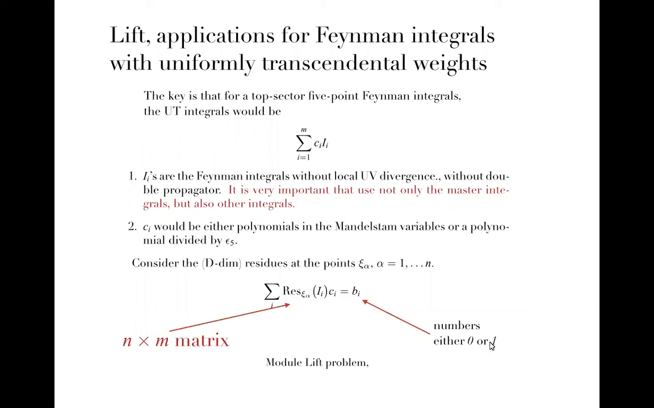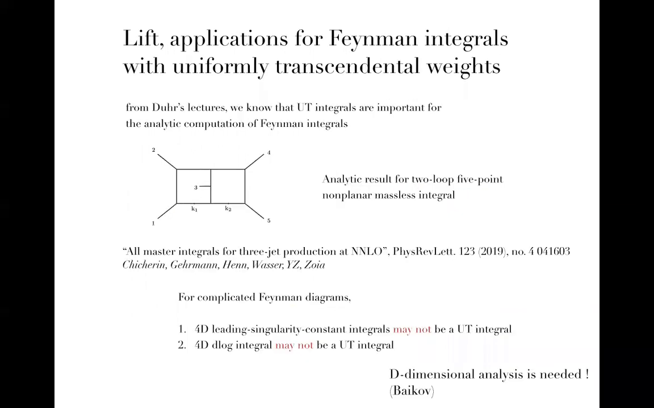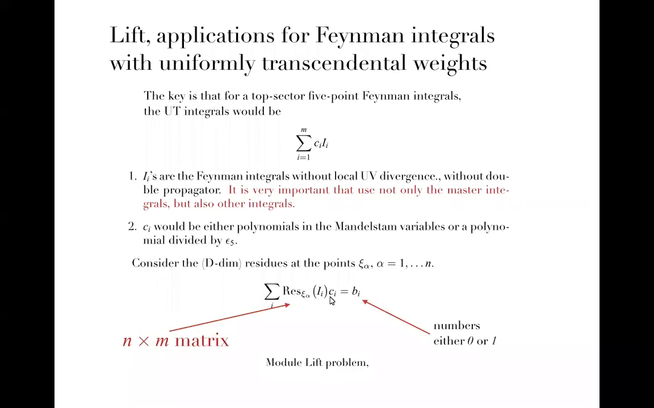So this is my equation for getting the UT integrals. And I expect the CI would be extremely simple. Even for this complicated diagram, I require the CI to be extremely simple. It should be either polynomials in the Mandelstam variables, or polynomial divided by square roots. So this one will give you an even UT. So this one will give you an odd UT. And you see, let's forget about this epsilon five for a while. Okay. Let's talk about the first case, even UT, then the CI is just a polynomial.